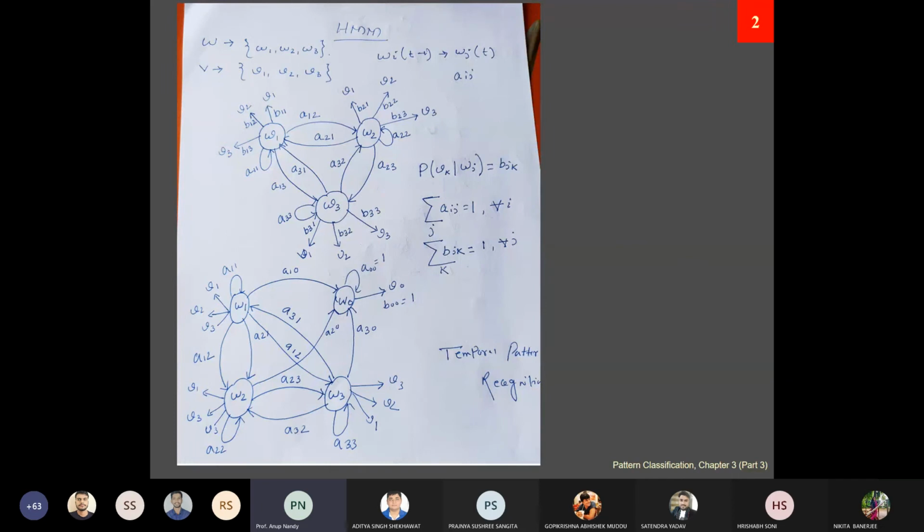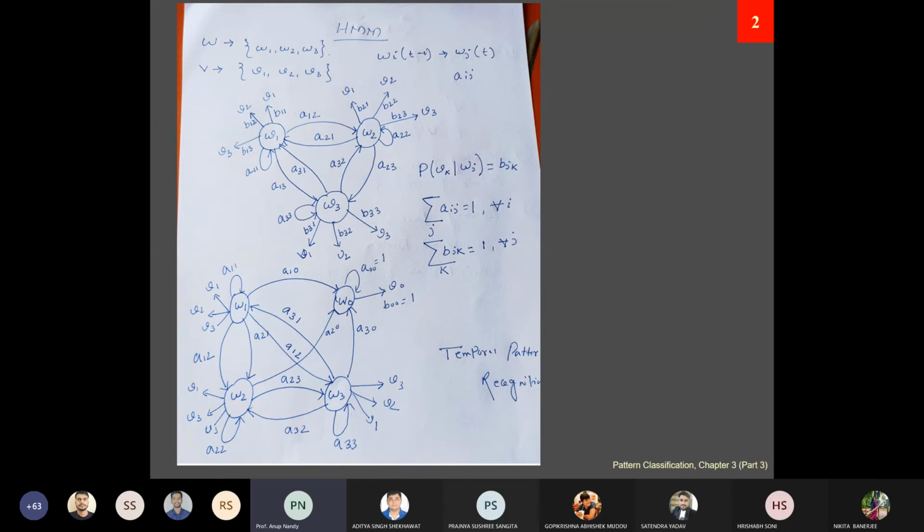Next, each hidden state will emit some output. Each hidden state will emit some output symbol, which is called the observation sequence. Now if your model is in W1, then W1 will generate different observation symbols, or W1 will emit different observation symbols with some probability.